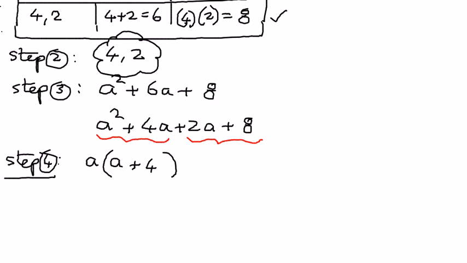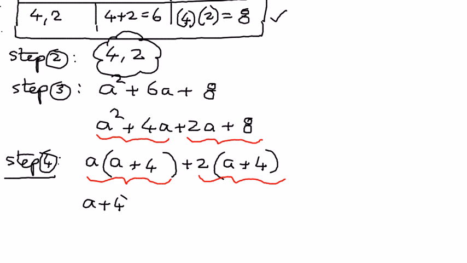Then in the second set, between 2a and 8, what is common? 2 is common. So if I pull out 2 in 2a, what is left? A is left. If I pull out 2 from 8, what is left? 4 is left. So therefore now, in a times a plus 4 and 2 times a plus 4, what is common? A plus 4 is common, and then times, what is left? A plus 2 is left. So therefore we write it out in that manner.